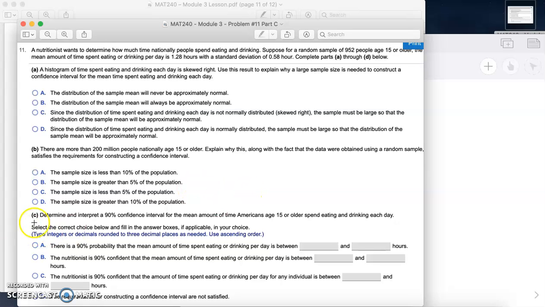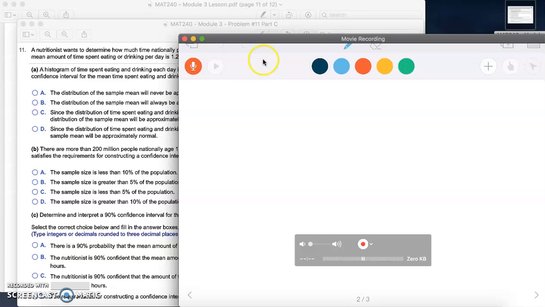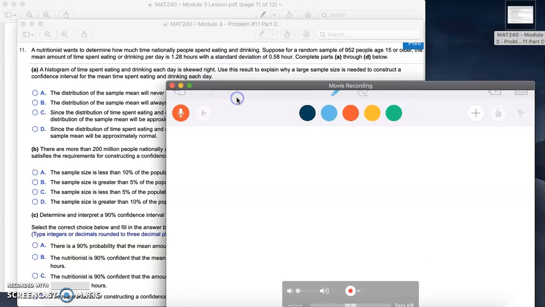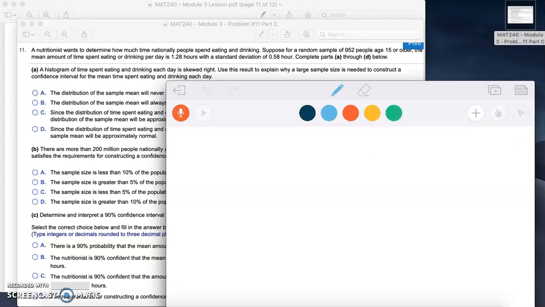I'm going to focus on part C, just since you mentioned that you had a hard time with the lower and upper limits using the T distribution. So we're just going to focus on that. And if you have other questions about other parts, let me know. First, let's go ahead and write down what we know right now. So we know that N is equal to 952.